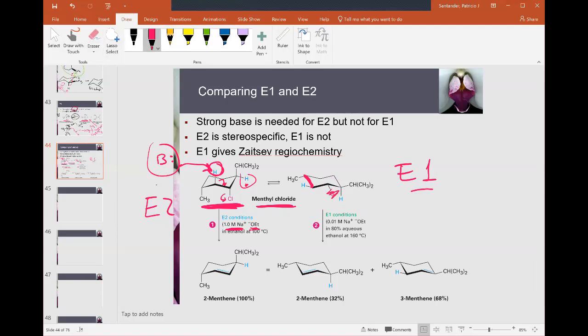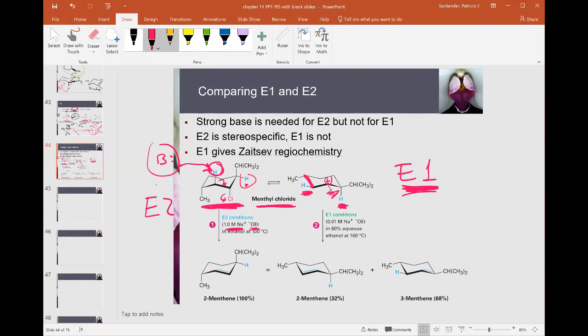So the chlorine is gone, and you will have a carbocation there. And then now, the E1 mechanism doesn't have the requirement of antiperiplanar, right? So you can abstract the proton on the left, or you can abstract the proton on the right. Both of them will be suitable. So which one would you prefer to abstract? The one on the left or the one on the right?